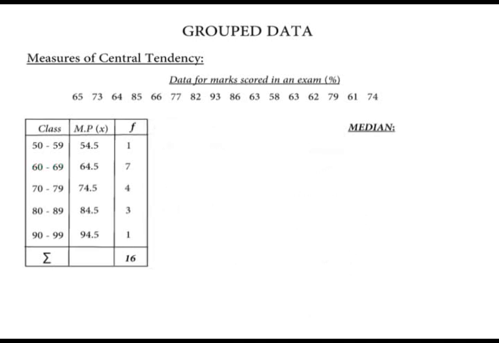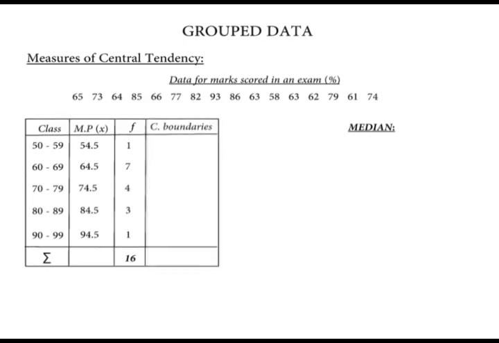Next is the median. Now, when working the median of grouped data, yet another column is introduced, class boundaries. To obtain the class boundaries, we subtract 0.5 from the lower class limit and add 0.5 to the upper class limit. And so for the first class, 50 to 59, 50 minus 0.5 is 49.5. And then 59 plus 0.5 will be 59.5.